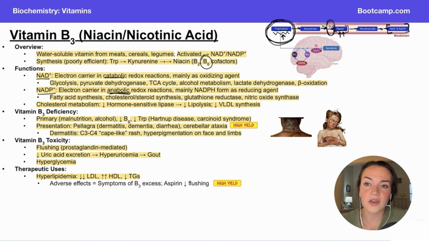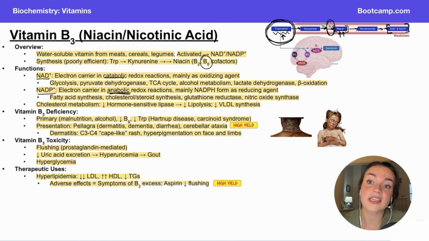Additionally, very high doses of niacin are not necessarily recommended in patients who are already taking statins, and most people with hyperlipidemia are taking statins because those are our first-line agents. The adverse effects of therapeutic niacin are just going to be those symptoms of B3 excess like we talked about, the hyperglycemia, the risk for gout, and the flushing.